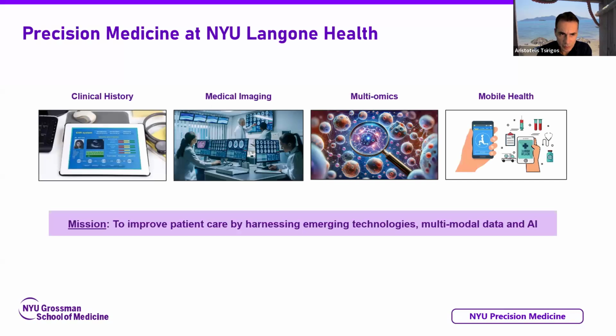Sanjita also mentioned precision medicine at NYU Langone. This is a new division in the Department of Medicine that I'm co-directing with Dr. Grams. And precision medicine, as we all know, is data-driven. And so the way we think about precision medicine at NYU is through 4 different pillars of data, starting all the way from clinical history.